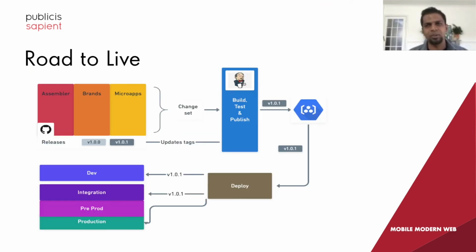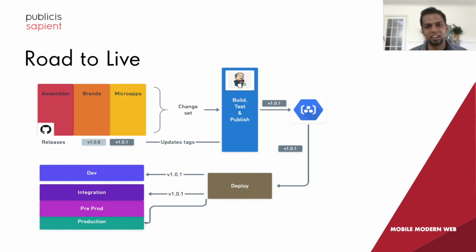Keeping all of that in mind, when we had assemblers, brands, and micro applications, even though they are separated out into different packages and we have them in a mono repository, we wanted our pipeline to be smart enough to pick up the change set and build only the artifacts that have changed from the previous release to the current release. We're using trunk-based development, so every time you're releasing, you're actually taking it to production. So we wanted to have that confidence that we are taking new artifacts to production only for the ones that have changed.